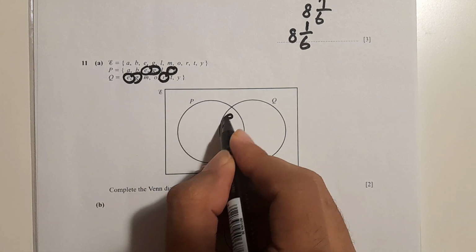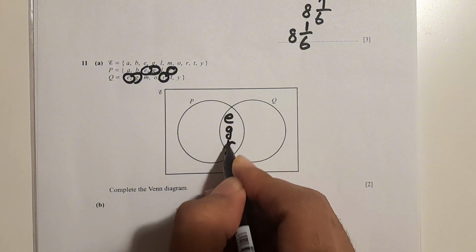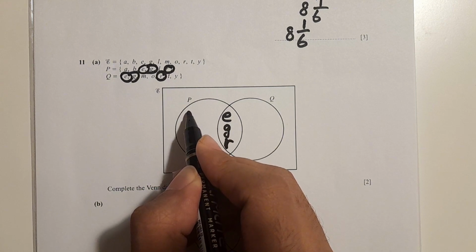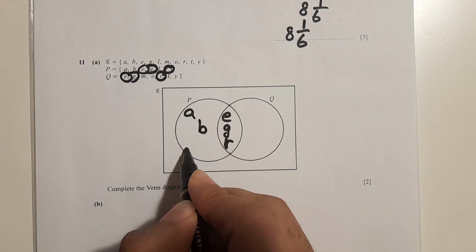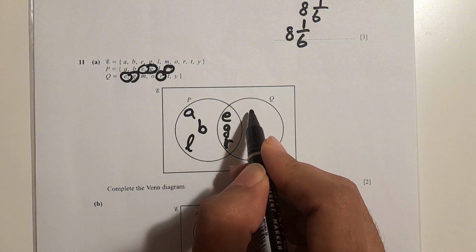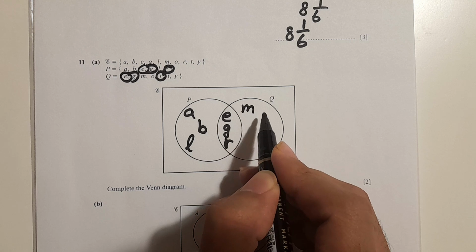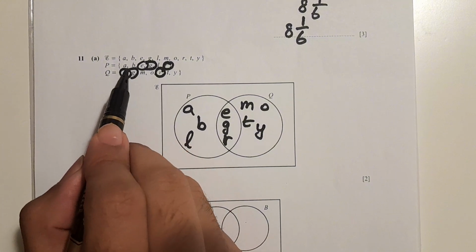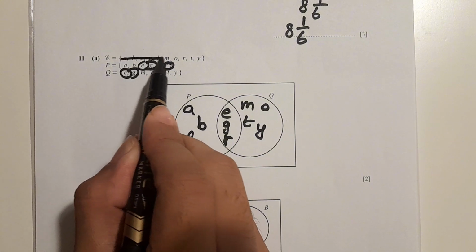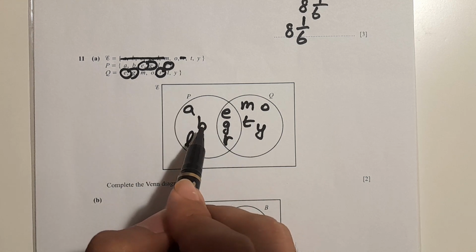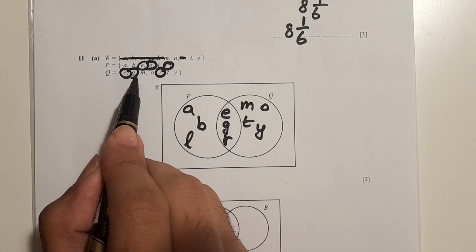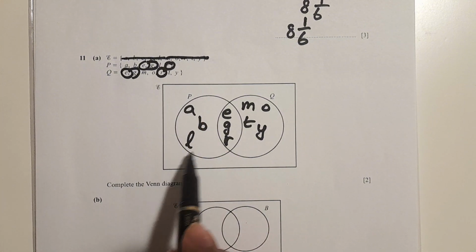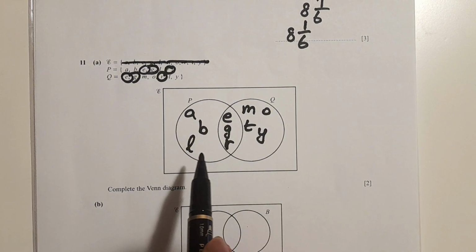So what we will do is write E, G and R in the middle, and then A, B and L will be in the P circle, and in Q it will be M, O, T, Y. So there is nothing outside the P and Q circles. So this is how we will solve part A.